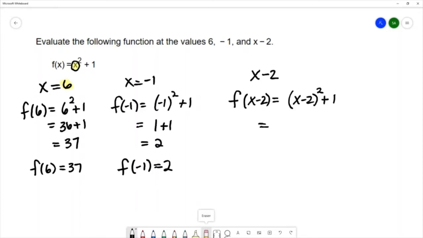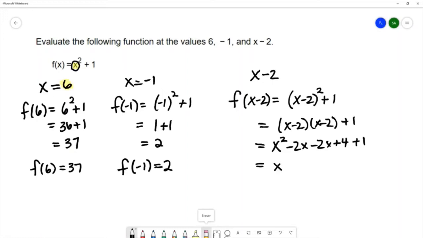And when I simplify, this becomes (x minus 2) times (x minus 2) plus 1. Squaring something means multiply by itself. We're going to multiply that out to get x squared minus 4x plus 4. Carry down that plus 1, and we'll combine like terms. That's x squared minus 4x plus 5. So the function at x minus 2 is x squared minus 4x plus 5.